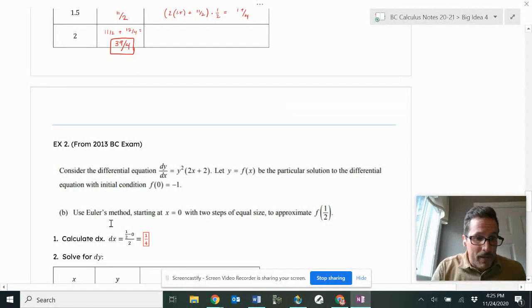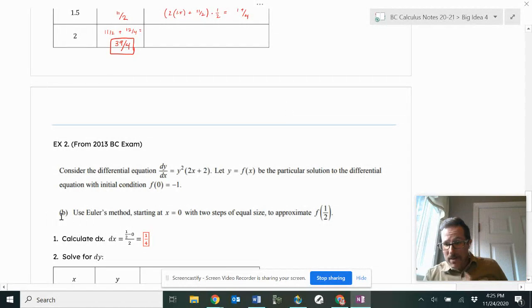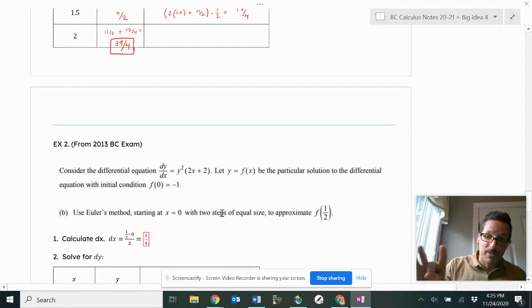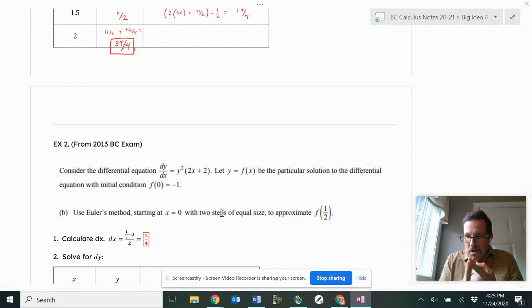So here in the problem, this is part B. They didn't skip part A. I just deleted it because we didn't want to talk about it. It says use Euler's method, starting at x equals 0 with 2 steps of equal size, approximate f of 1/2. Okay, that's all we need to know: starting point, differential equation, what we want to estimate, and now we can make it work.